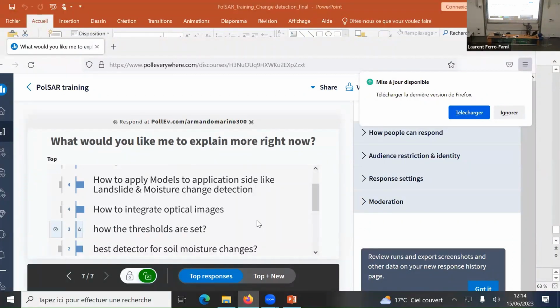So my suggestion at this point is to use a machine learning type of approach. Yes, no? Yeah.